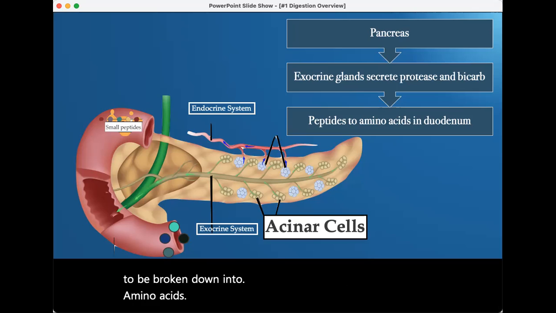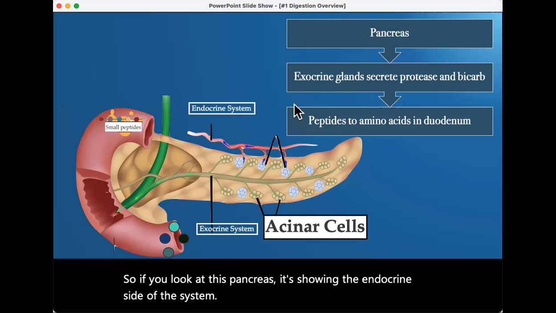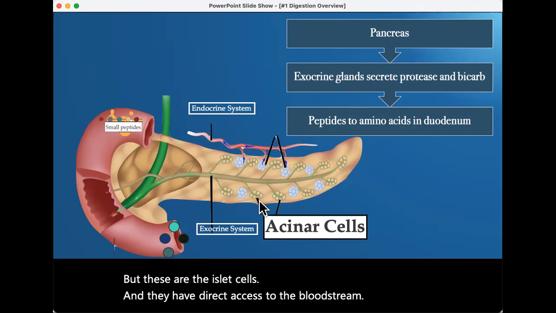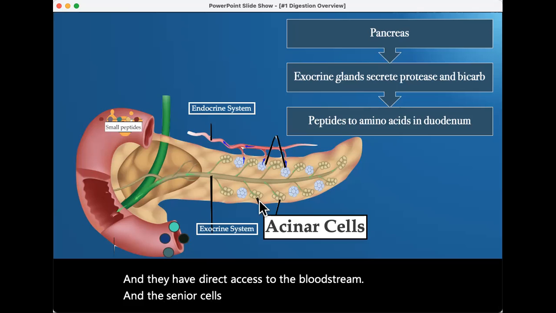So if you look at this pancreas, it's showing the endocrine side of the system. These are the islet cells, and they have direct access to the bloodstream. And the acinar cells are giving rise to the exocrine system.